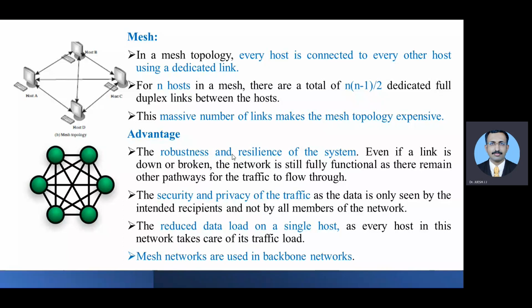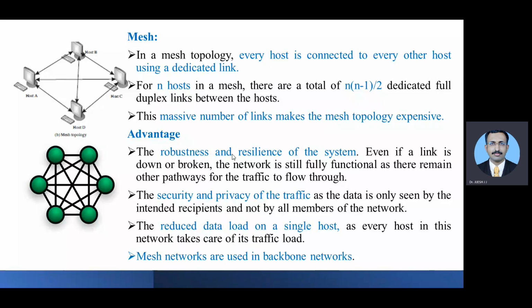But what is the advantage? The robustness of the system. Even if a link is down or broken, the network is still functioning and it doesn't create any problem. For example, if this link fails, the entire network will still function. If the connection between A and B fails, only A to B will have a problem, but there is no problem for the other connections.